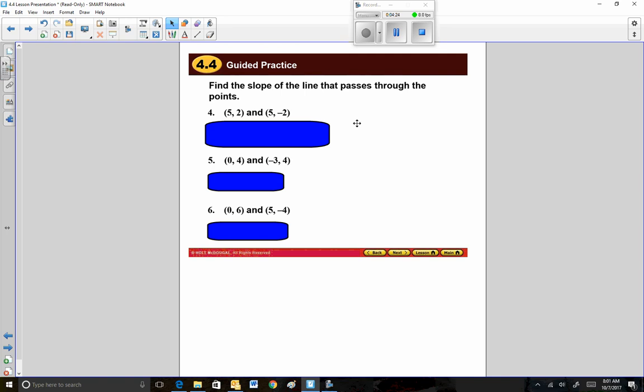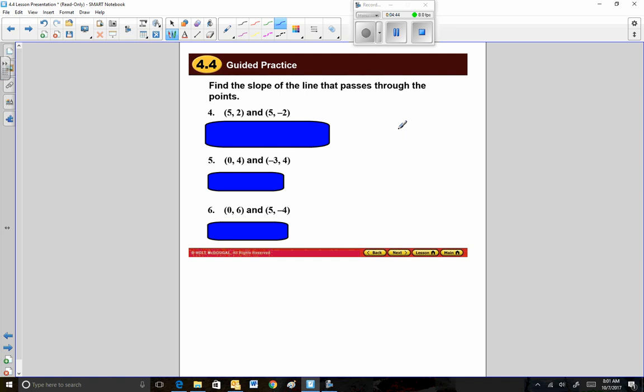Some practice problems for you guys to try. You can either use your y2 minus y1 over x2 minus x1, or you can go ahead and graph. All right, pause your video, give it a try. Welcome back. Let's take a look.